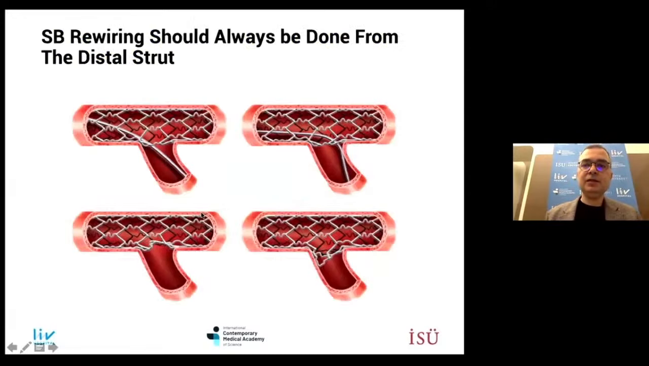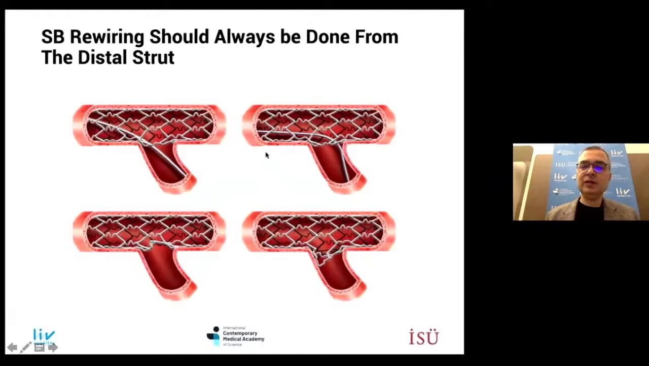This is another trick. You always have to choose the distal side branch to have a better result. To rewire the guide wire, you need to choose the distal strut. Because in this image, you will see that in case you prefer the proximal strut, there will still be some deformation and the proximal covering of the side branch will be incomplete.